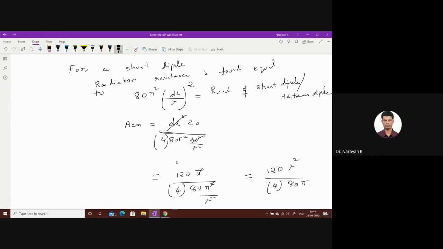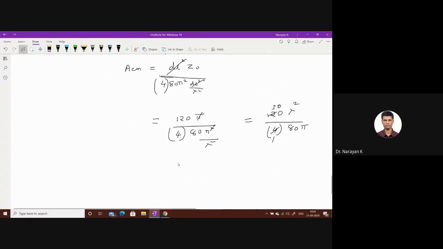Yes, sir. So 4 into 80 is how much? 30, no? 30. Okay, so here 100 will get cancelled. So what you will end up getting is that the maximum effective aperture of a short electric dipole, or Hertzian dipole, will be 3 by 8 pi lambda square. Please substitute this and find out whether you get 0.119 lambda square. Please check that.